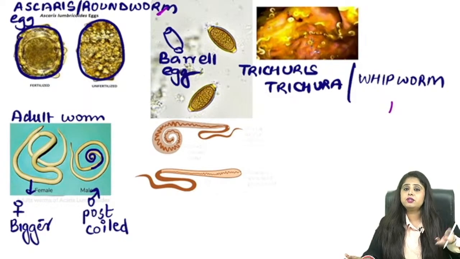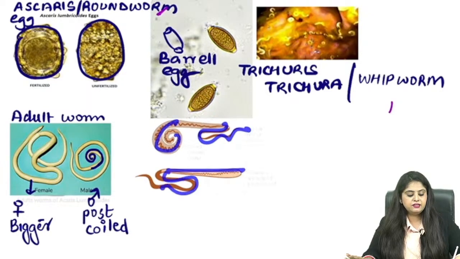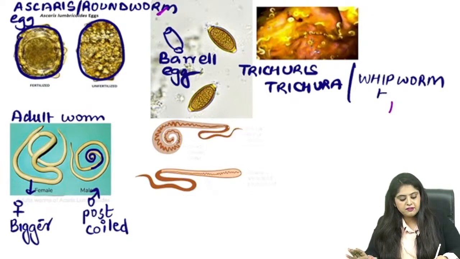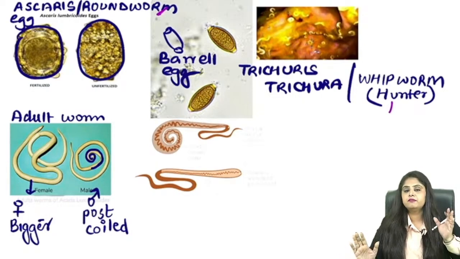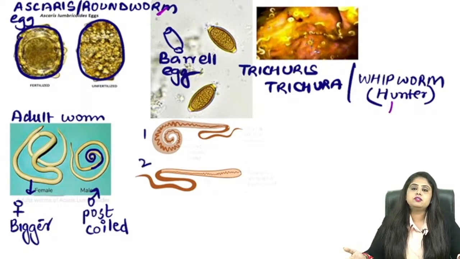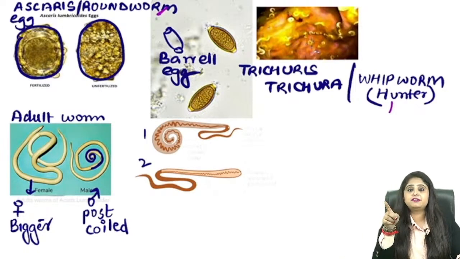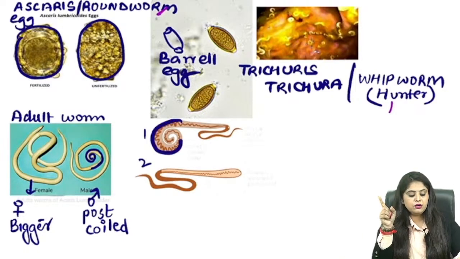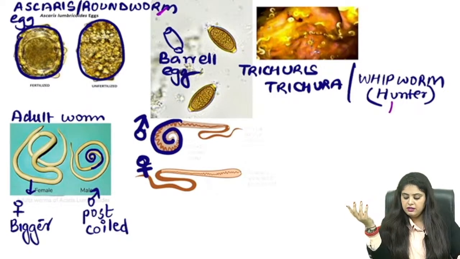Whip means hunter. So the worm that is going to look like a hunter, I can see that one handle and then this is the hunter. Will you be able to identify the worm that looks like a whip or a hunter is going to be a whip worm? Once you've done that, now you have to do male female. Out of 1 and 2, can you tell me which is the male? As I told you, focus on the back side. The back side is coiled and that automatically becomes the male. So this is the male and the second one becomes the female.